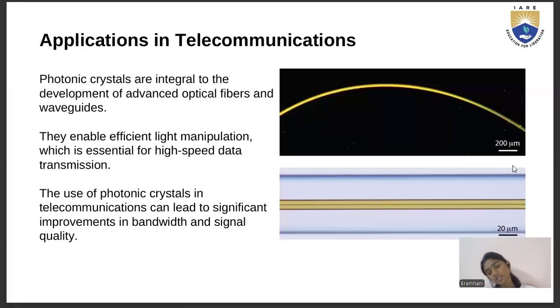Next, applications in telecommunications. Optical fiber is widely used in telecommunications. It is the easiest way and helps a lot to telecommunicate. In that, we use photonic crystals. Photonic crystals are integral to the development of advanced optical fibers and waveguides. They enable efficient light manipulation, which is essential for high speed data transmission. The use of photonic crystals in telecommunications can lead to significant improvements in bandwidth and signal quality.